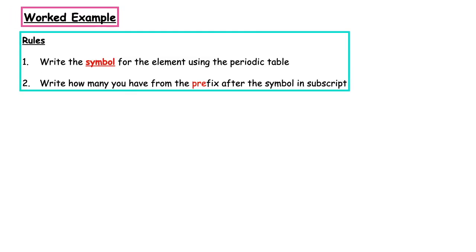So I'm going to go through 3 worked examples with you before I give you a couple to have a go at. The first rule for writing prefix formula is that you must write the symbol for the element using the periodic table, and you must write how many you have from the prefix after the symbol that you have got in subscript.